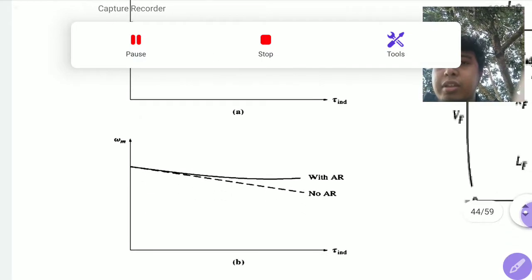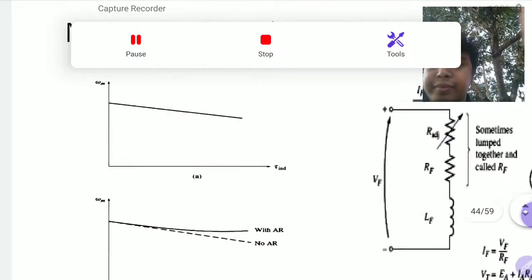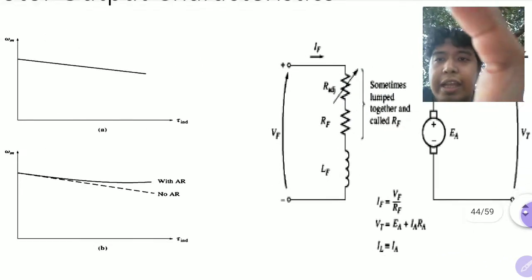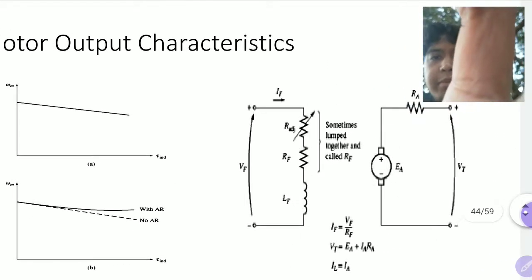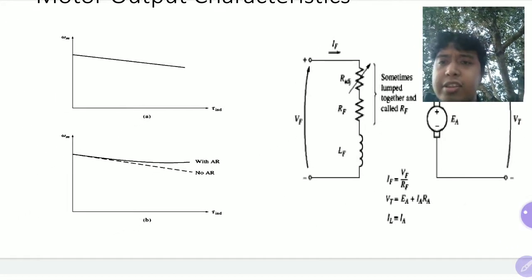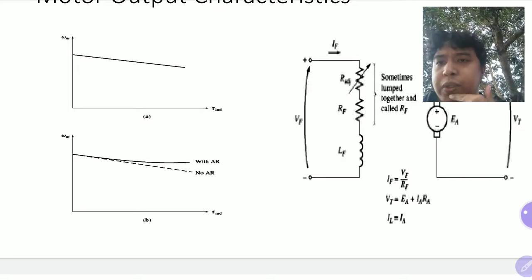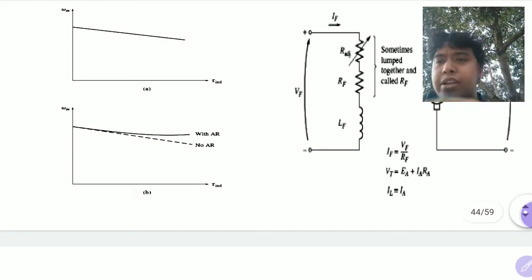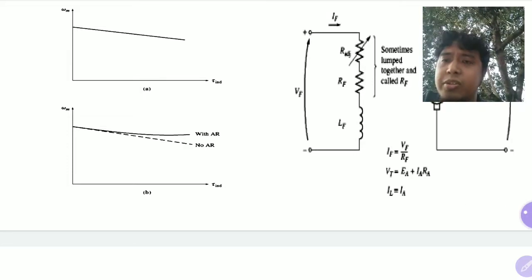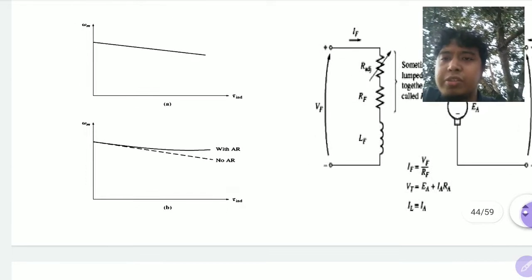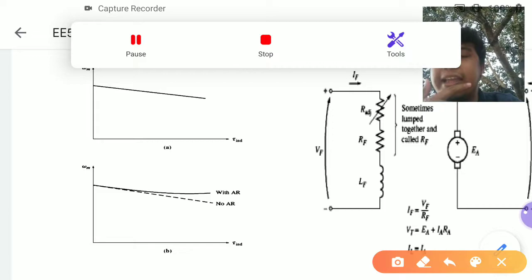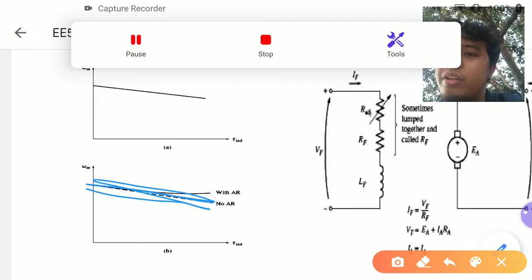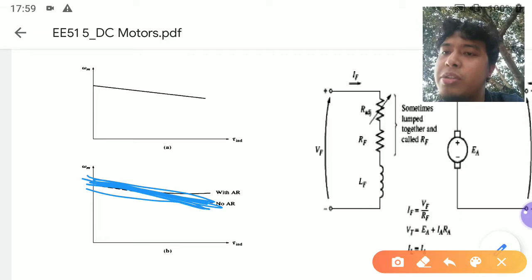Now there is an armature reaction, but for the armature reaction I'll just discuss this separately to not confuse you, since I've already discussed a lot. I'll discuss that armature reaction in a separate video, probably in an example. But the idea is that this is with no armature reaction. Now this one is with an armature reaction.